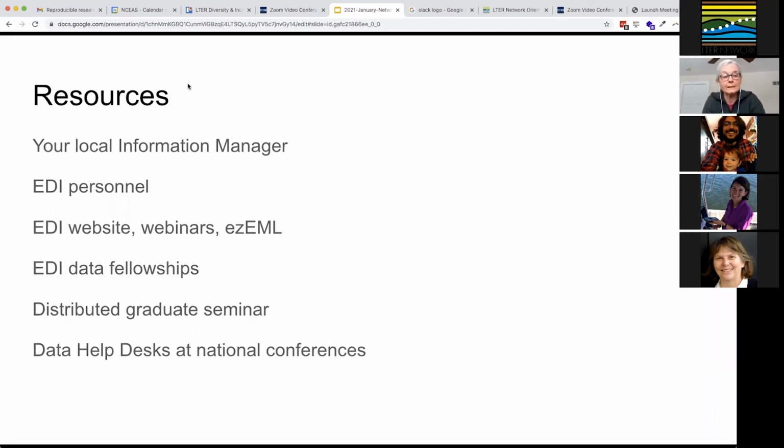We're currently running a distributed graduate seminar that is conducted at 3 different LTR sites, sort of as a pilot. If this is successful, we will expand that to other LTR sites as well. And we're participating in the data help desks at national conferences where anybody can come and talk to us. And I think that's it.